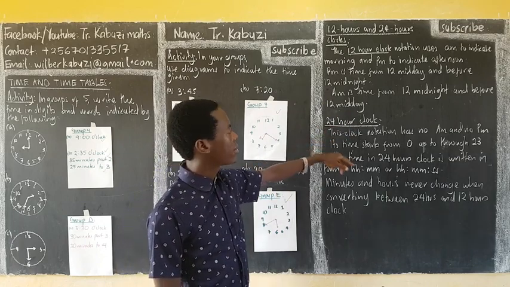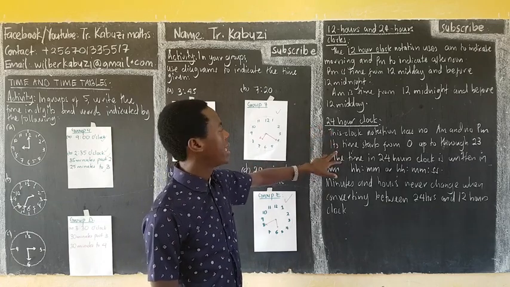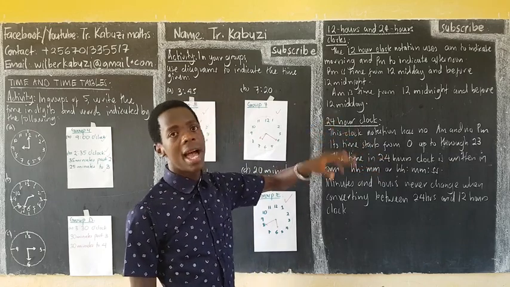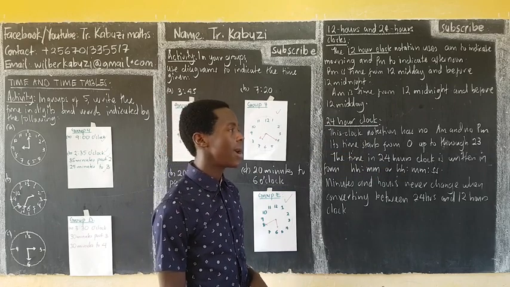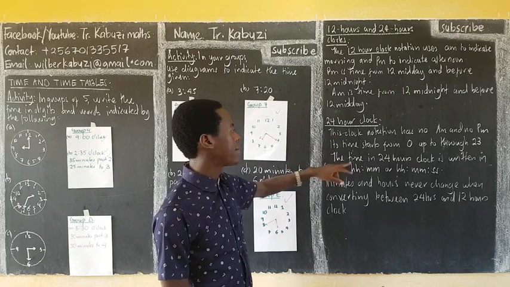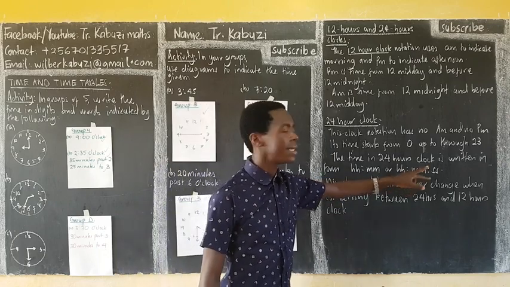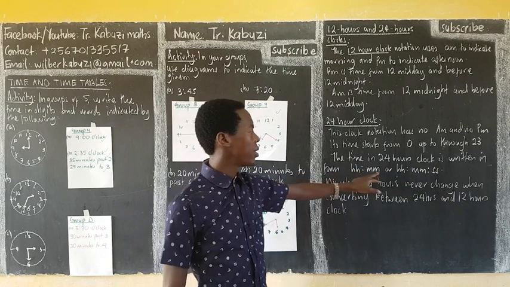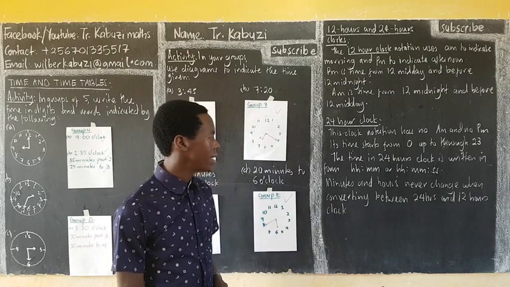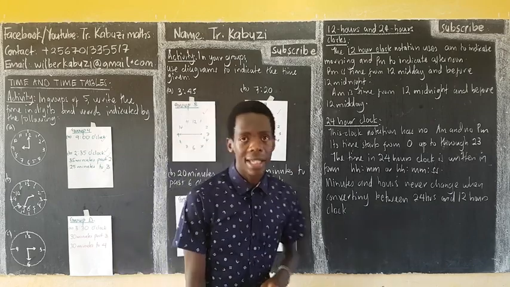Then the 24-hour clock notation has no AM and no PM. So in the 24-hour clock, we don't have these ones. Its time starts from 0 up to 23, of course 23:59. That's why it's not PM. So that will be a full day. Now, the time in the 24-hour clock is written in the form of hours and minutes, or hours, minutes, and seconds. Minutes and hours never change when converting between 24 hours and 12 hours, as you are going to see in the next lesson.